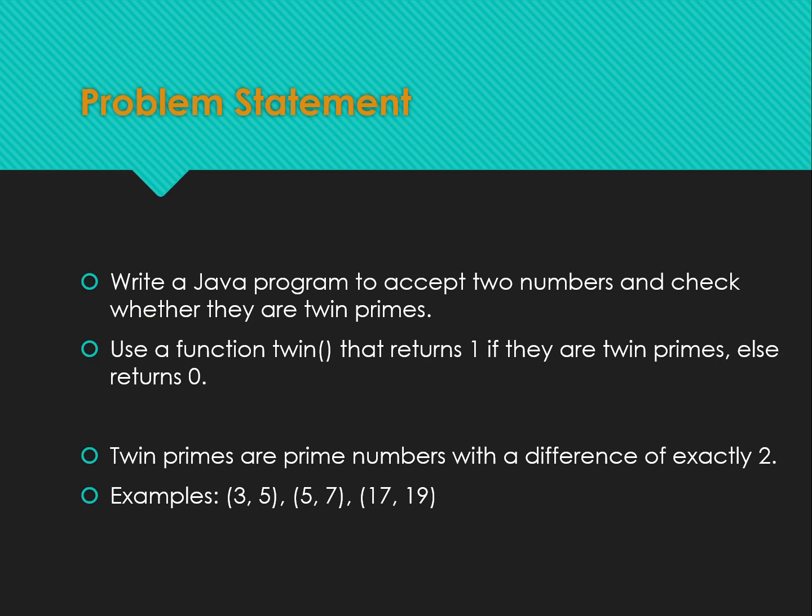Let's begin with the problem statement. We are required to write a Java program that takes two numbers as input and checks if they are twin primes. Now, twin primes are pairs of numbers that are both prime and have a difference of exactly 2. Some classic examples include the pairs 3 and 5, 5 and 7, and 17 and 19. We'll define a function called twin that returns 1 if the numbers are twin primes and 0 otherwise.